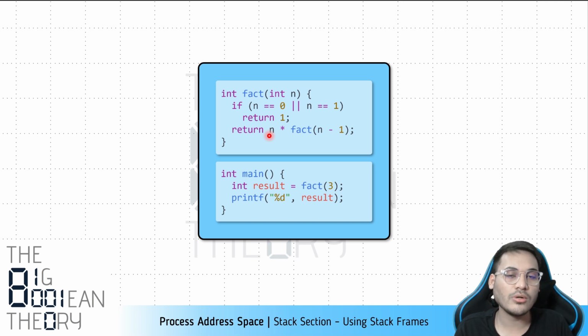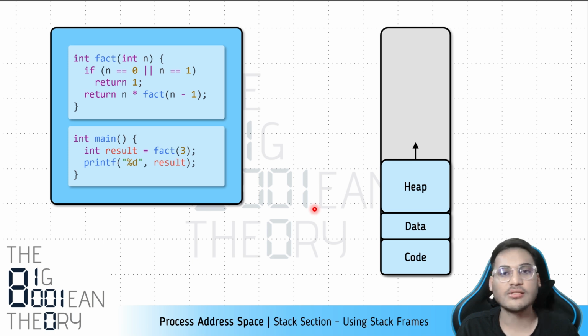Now, the unique thing about this code is that it is a recursive function, right? What is a recursive function? Basically, any function that calls itself is a recursive function. So here you can see this fact function is calling itself, right? Now let us see how this function will be executed using the stack frames. So now let us start the execution of this function.